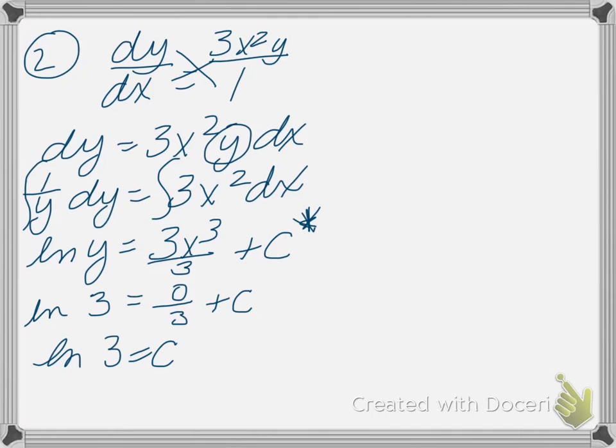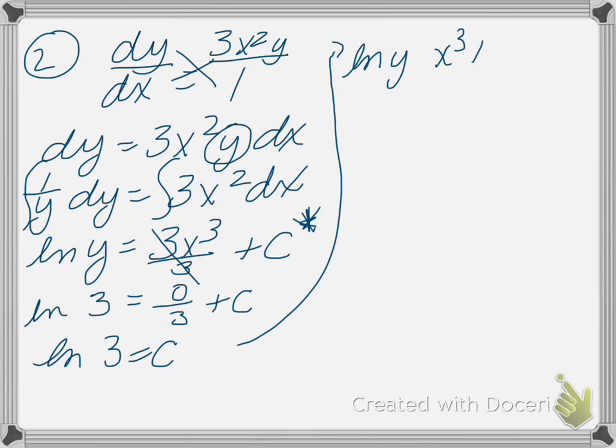So I'm going to go back to where I put my star, and I get ln of y. Well, actually those 3's can cancel here. So ln of y equals x cubed plus c, but now I know c is ln of 3. Okay, and we're solving for y. All of the choices are in terms of y.